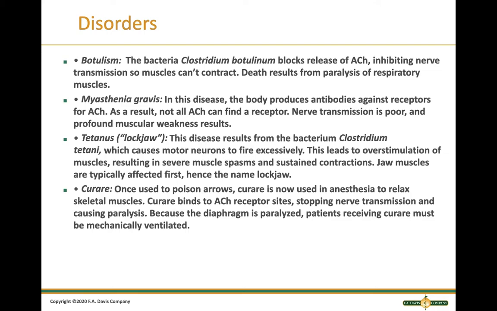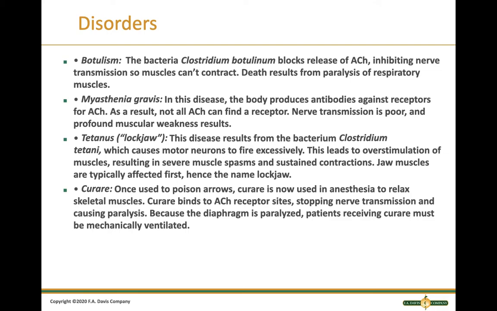Next one is tetanus or lockjaw. This comes from Clostridium tetani, and this causes the motor neurons to fire too much. The muscles are overstimulated, so you get muscle spasms and sustained contractions, and the jaw muscles are typically affected first. That's why it's called lockjaw. And if your jaw muscles are clenched shut, it's hard to eat or drink.